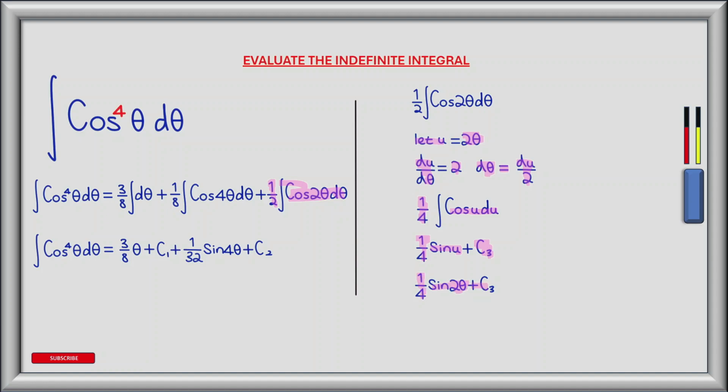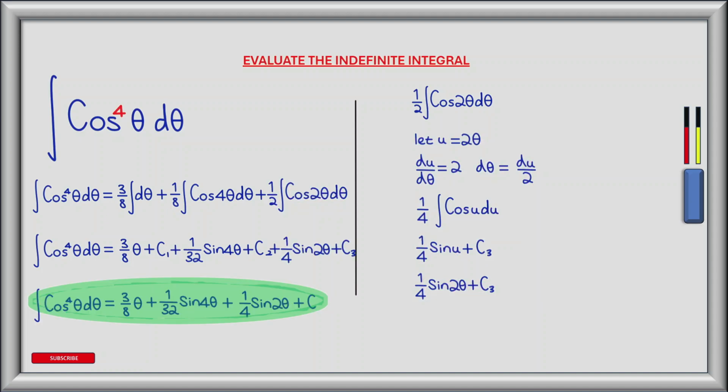We now have our final answer, so the integral of cos⁴θ dθ is equal to 3/8 multiplied by θ plus 1/32 multiplied by sin 4θ plus 1/4 multiplied by sin 2θ plus a constant of integration.